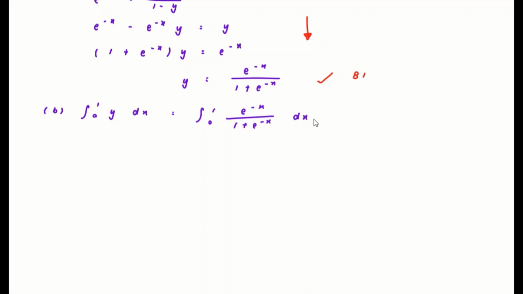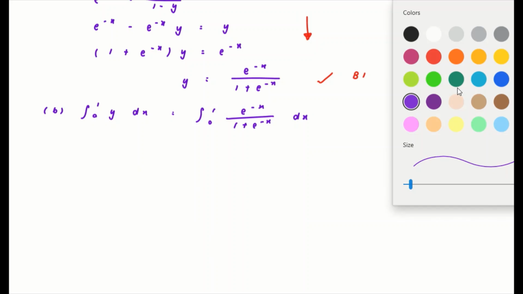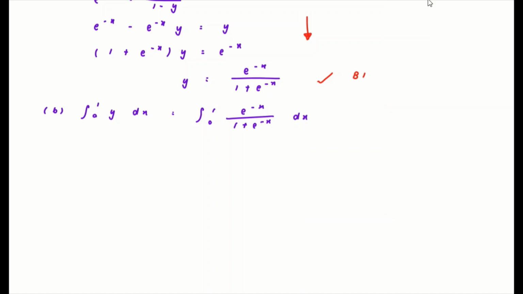Okay, so we know that, let's try to use the other color. So this is for the formula part. So we know that if let's say you have f prime of x over f of x, then you'll be able to make it ln of f of x.